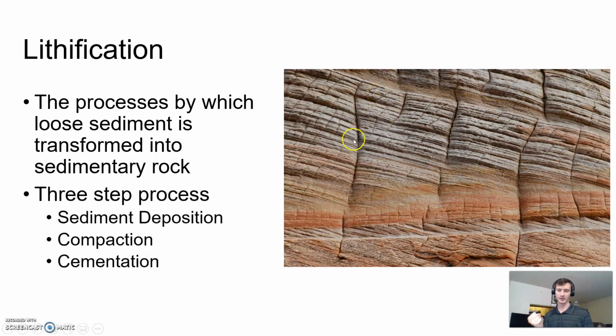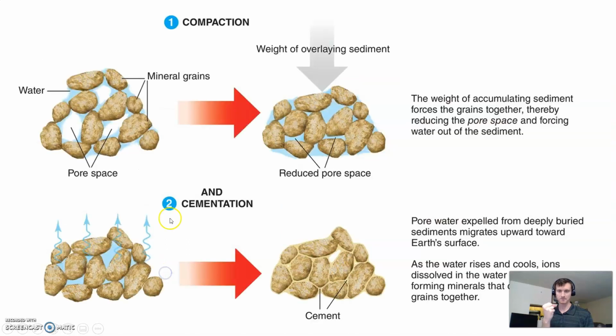We're going to talk about a couple steps here, right? We deposit it, and we compact it, right? Get it really tight, really compact, and then we put some sort of cement in there to stick it all together. And this is going to show you the last two steps here. So we have our original loose sediment here, and water and air and all sorts of other things in there. Right? Pore space, this is air.